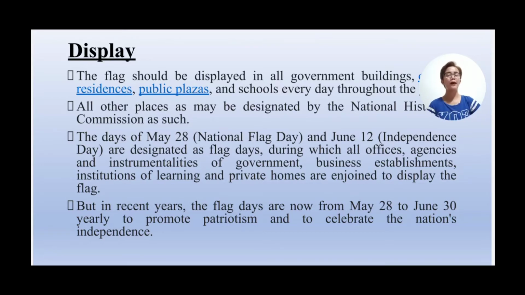So, dati, instead of having 2 separate holidays to celebrate the National Flag Day and the Independence Day, ginawa ng ating government, ginawa ng paraan nating government to celebrate it longer, okay? So, instead of having 2 separate holidays, ginawa niyang almost or it seems like naging month-long celebration siya from May 28 to June 30. Yearly na siya gina-celebrate, okay?